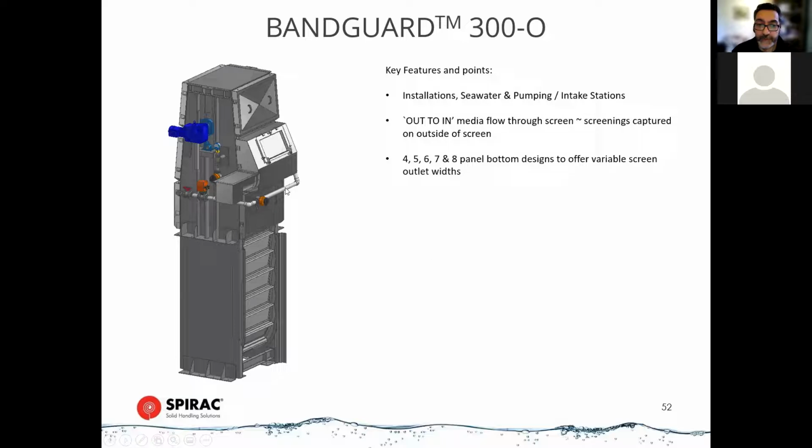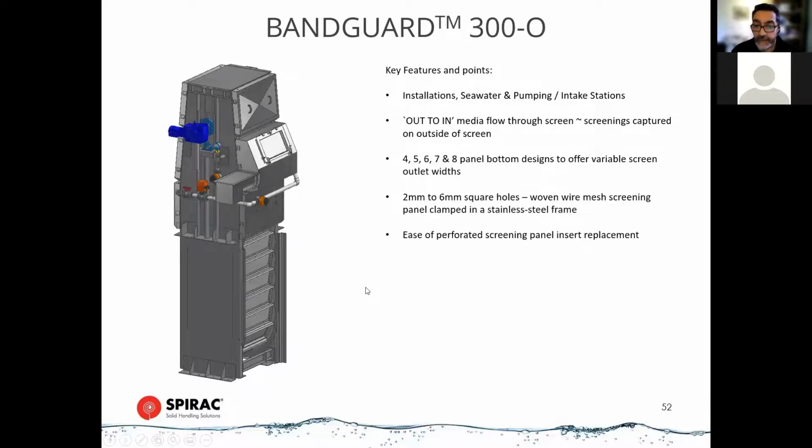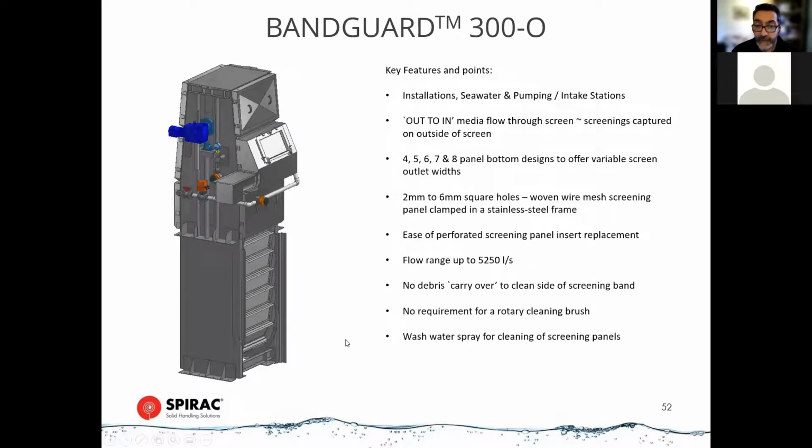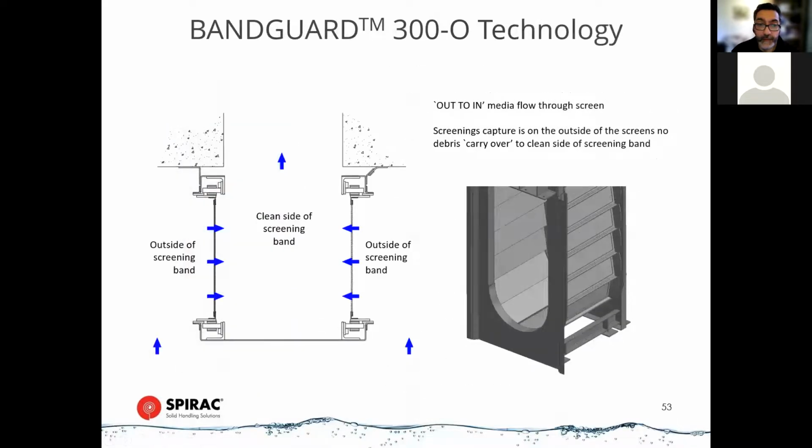So all the screenings are captured on the outside there and then washed into this launder at the top. Similar detail to the other type of in to out band screen. Flow ranges are similar. No debris carryover because it's all kept on the outside. No brush, and just wash water again for cleaning. And as I said, this shows you how the flow comes from the outside in. So you could have the sea here, or river water intake, or whatever that you're trying to protect your downstream from by screening it. And then the flow comes in and down to the center.